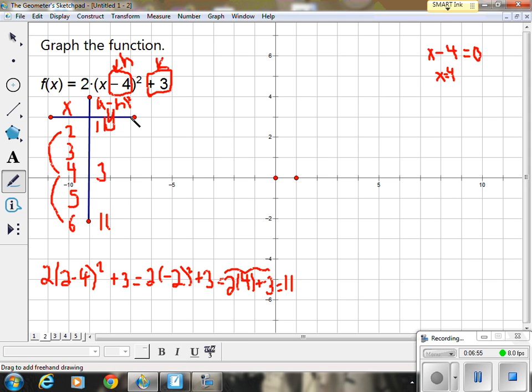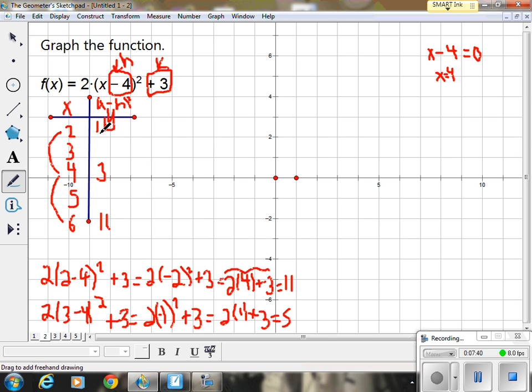When I plug in 3, I'd say 2 times (3 minus 4) squared plus 3. I'm going to do this a little bit faster here. 3 minus 4 is negative 1. So I'd have 2 times negative 1 squared plus 3. Negative 1 squared is 1. So I'd have 2 times 1 plus 3, which gives me 2 plus 3, which is 5.